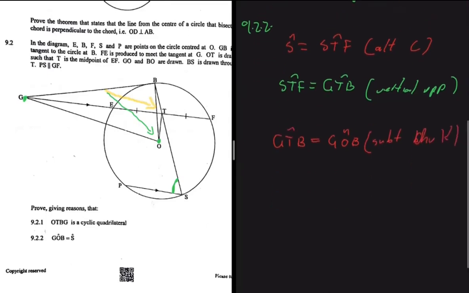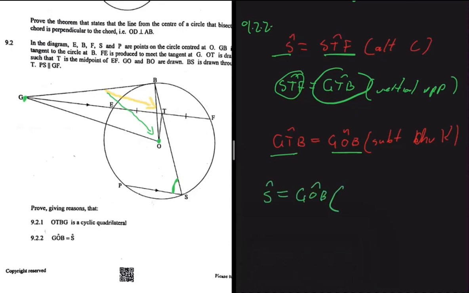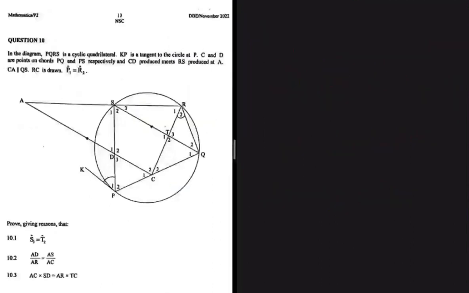So now you can see that we're saying that GOB is equal to GTB, and here we say that S is equal to STF. But STF is equal to GTB. So now we can say that angle S is equal to angle GOB. Why are we saying that? They are all equal to angle GTB.